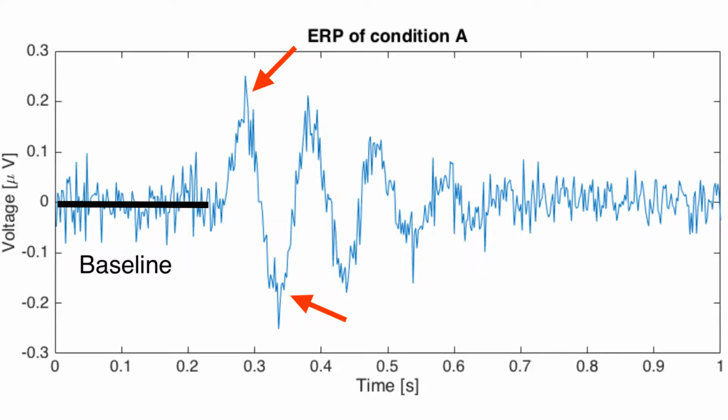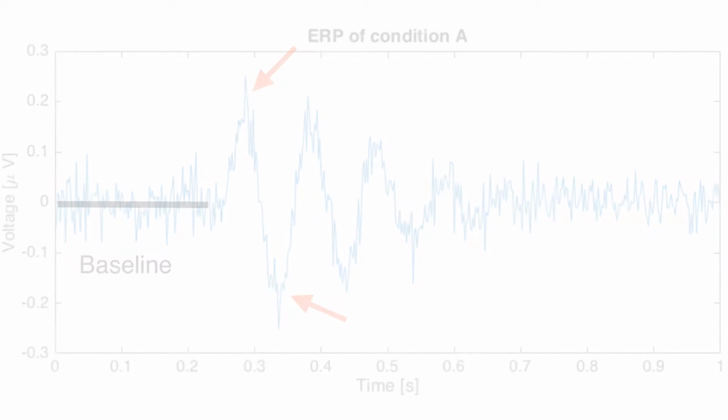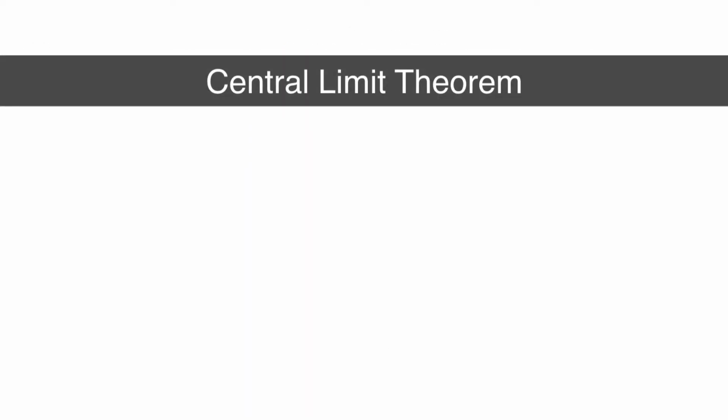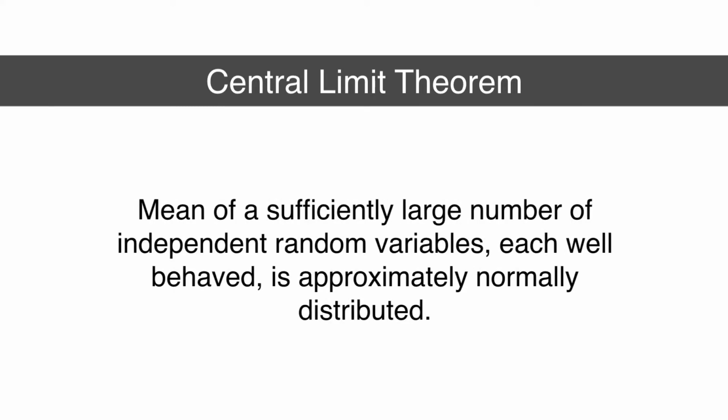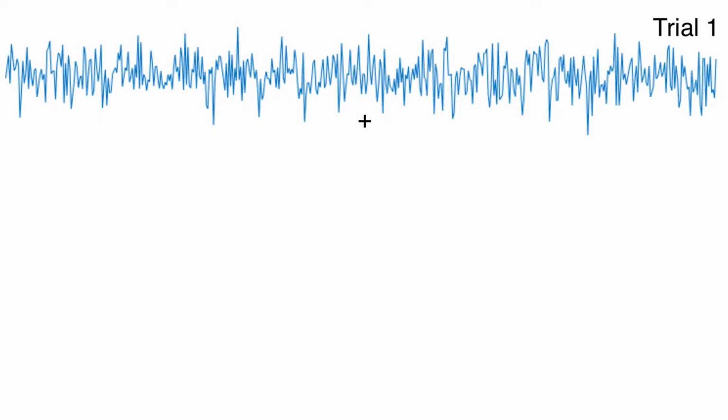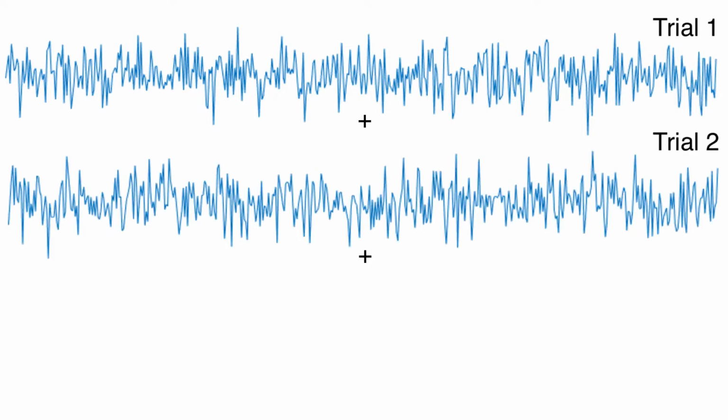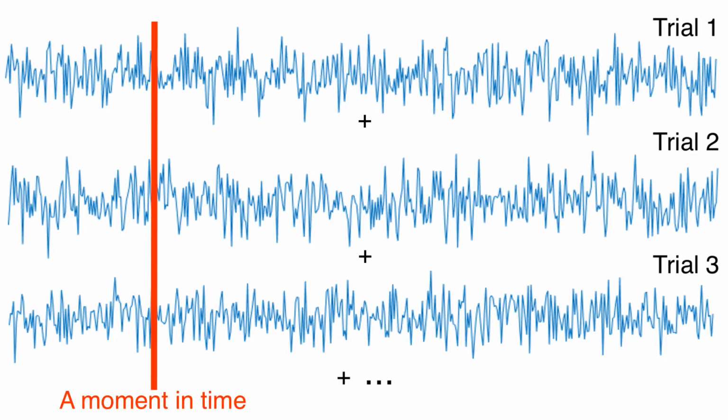To do so, we'll make use of a powerful theorem in statistics, the central limit theorem. Briefly, this theorem tells us that the mean of a sufficiently large number of independent random variables, each of which is well behaved, will be approximately normally distributed. Remember how we compute the ERP. It's the mean of the EEG data across trials computed at each moment in time.